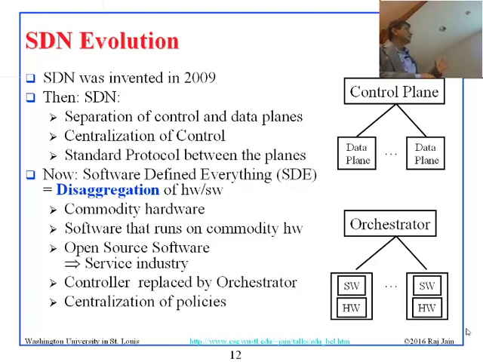And there was centralization of control. That's how he defined it at that time. Standard protocols between the planes, and he defined that there is OpenFlow between the control plane and the data plane. But this is not how it is today. If you go to Cisco, Juniper, or other companies, they have their own way of defining SDN. So now, it is basically disaggregation of hardware and software.